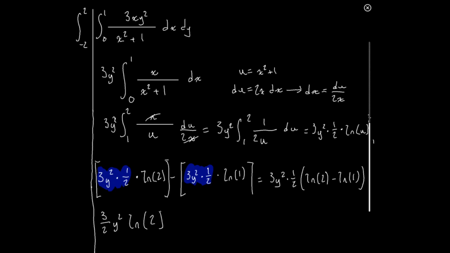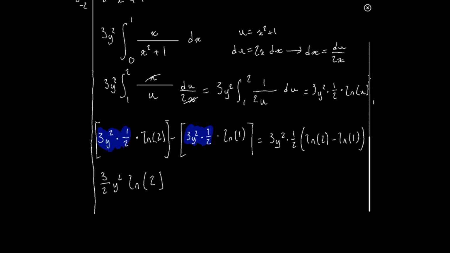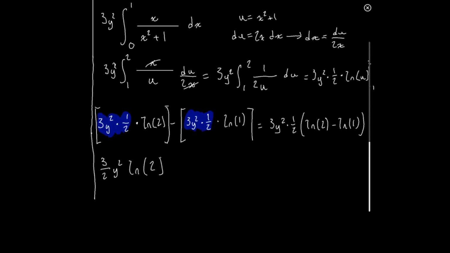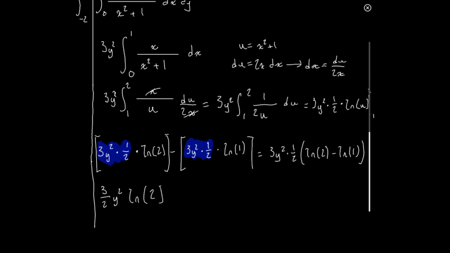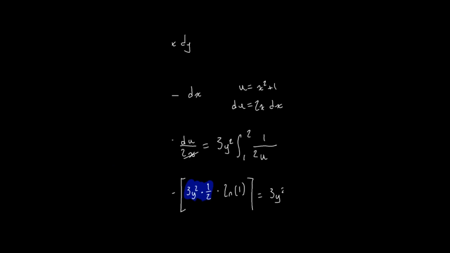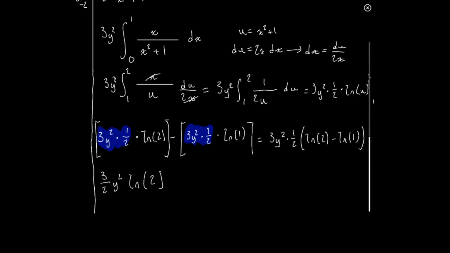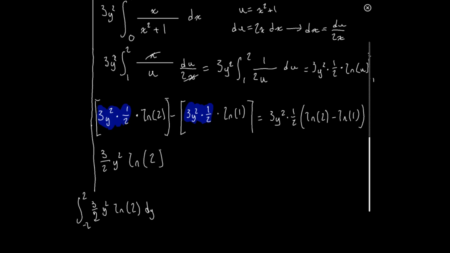So now we're going to do the second integral with respect to dy. So let's go ahead and start this down here. Yeah, from -2 to 2. So we're going to go -2 to 2 of 3/2 y squared ln2 dy. Okay, let's integrate this.